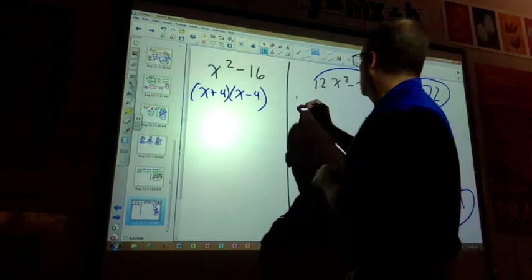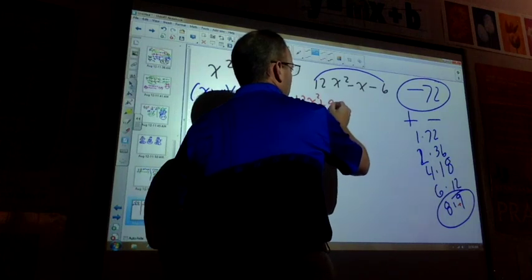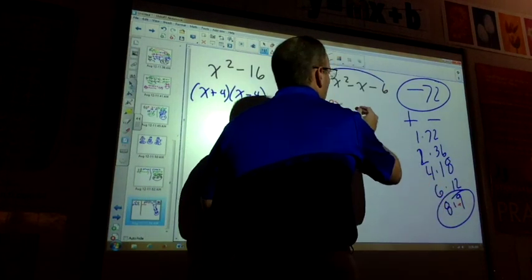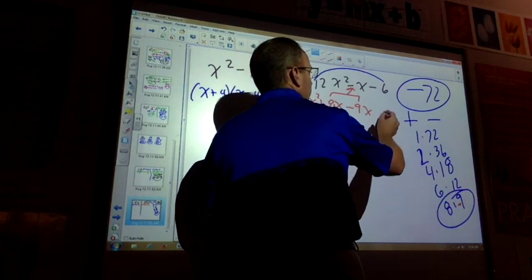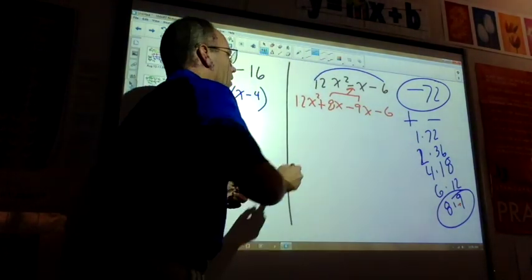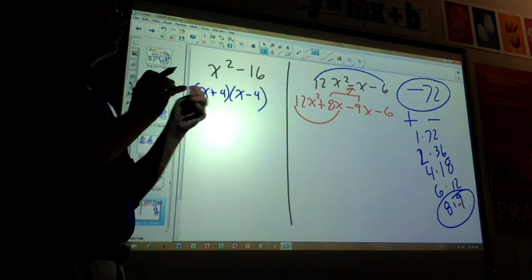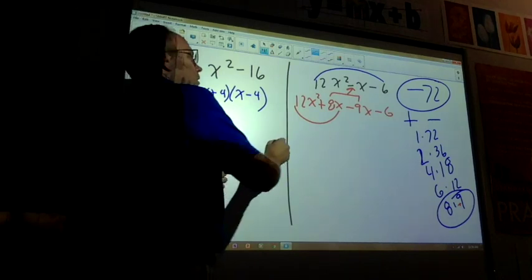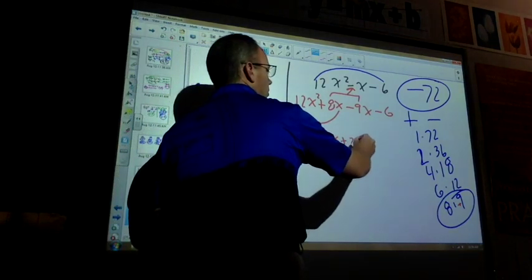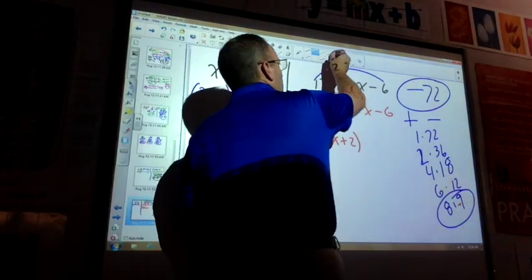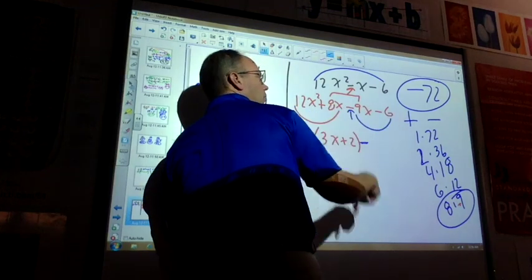So I'm going to go 12x squared plus 8x minus 9x minus 6. So these are what this is going to sum up to. What do I have in common between those two? 4 goes into 12 and 8. X is in both terms, so that's 4x times 3x plus 2. Because there's a negative here, that means that this has to be negative. What goes into both those?